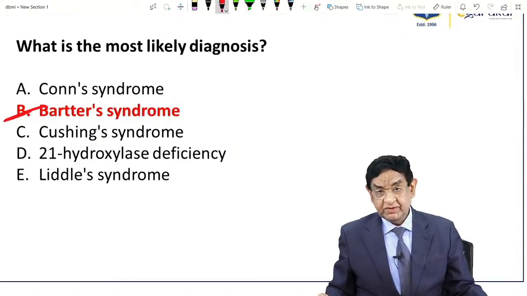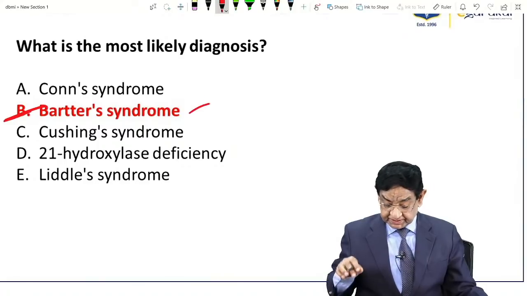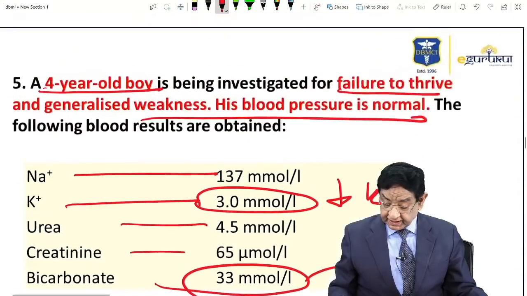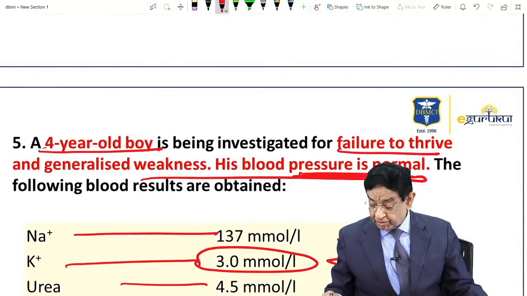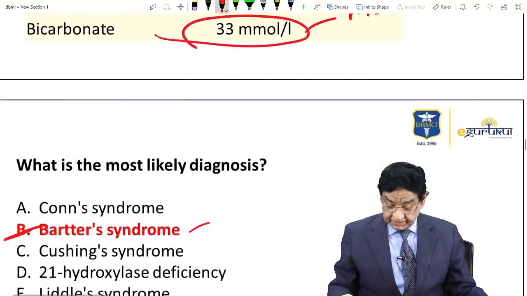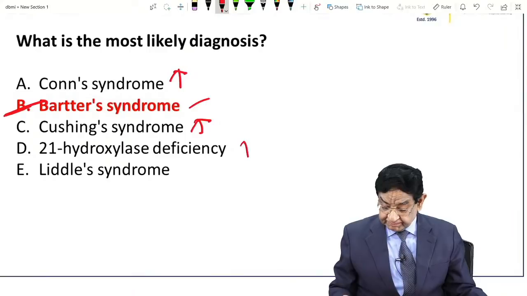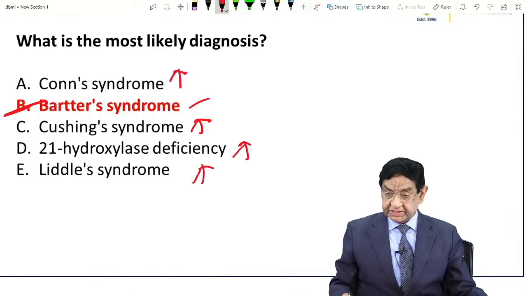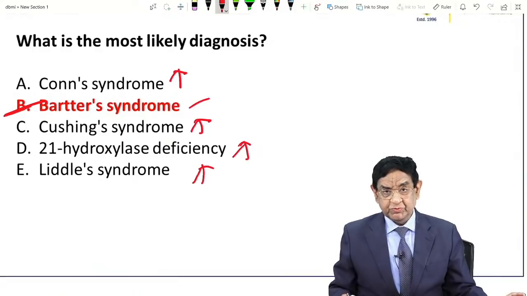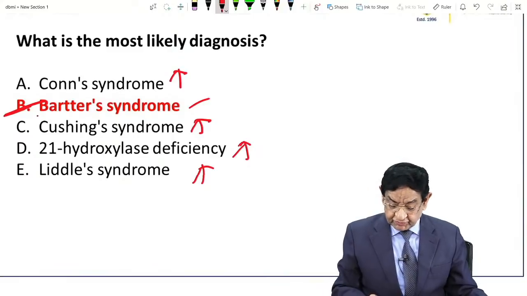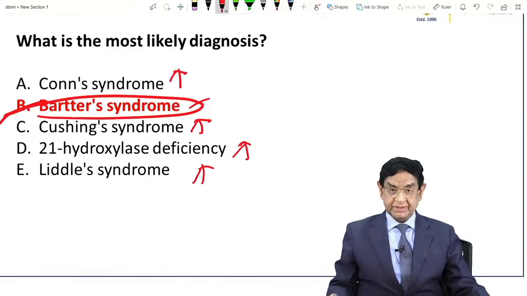Why is this the answer? Why not others? Let's learn the basic concept about Bartter syndrome. First of all, the catch point here is BP is normal. In Conn syndrome, BP is high. Cushing syndrome, BP is high. In all the other conditions, BP is high. So very comfortably we rule out other options, and this is the one condition where the BP is normal.